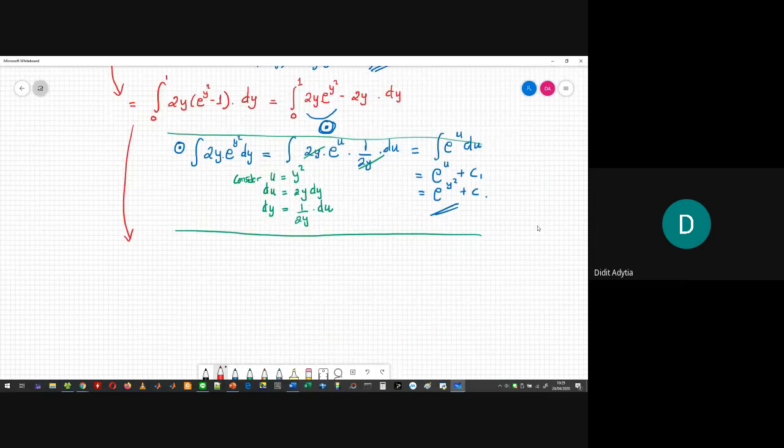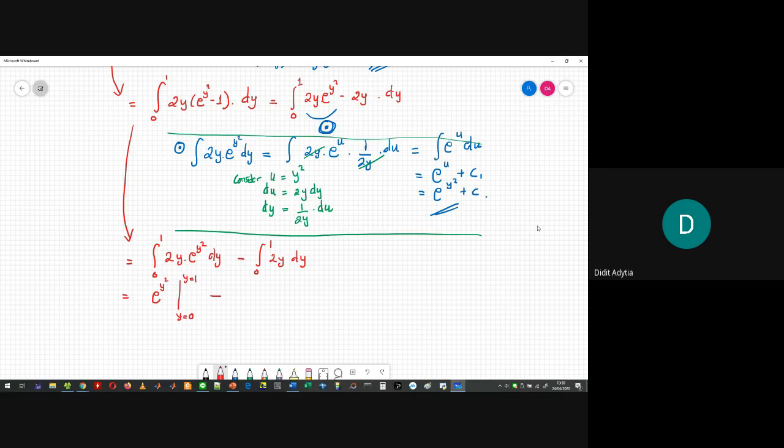Now, this one is actually, we calculate it directly. 0, 1. I rewrite it again, okay, so that you understand. The integral from 0 to 1 of e to the power of y square dy minus the integral from 0 to 1 of 2y dy. And then here, this one, we have this one, okay? And then we have e to the power of y square, where y is from 0 to 1.